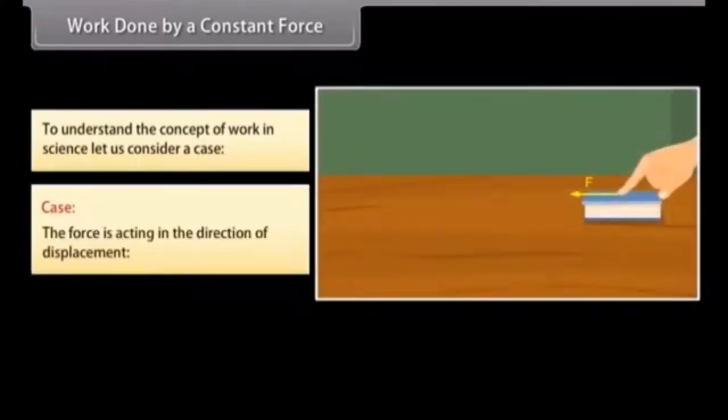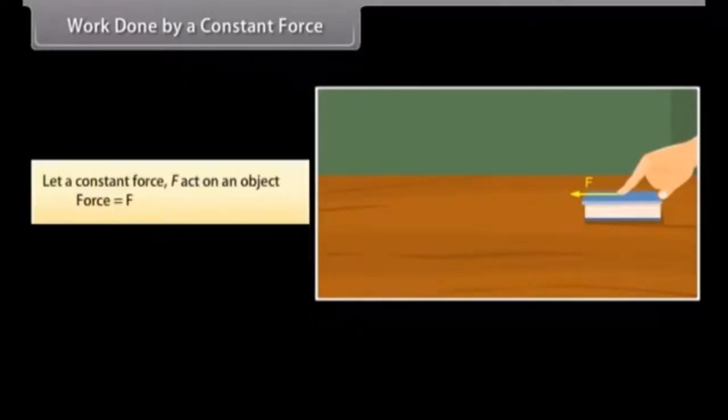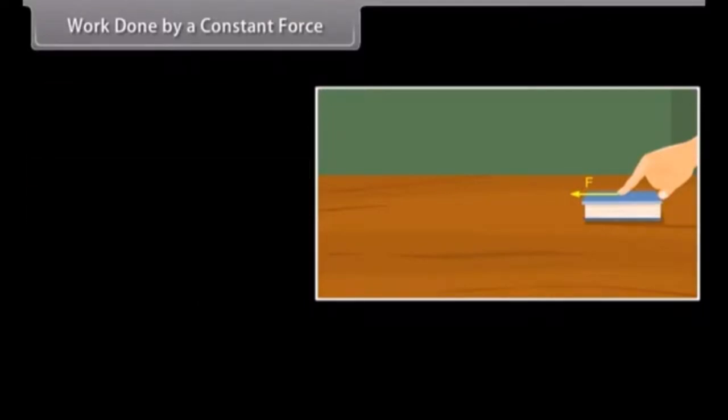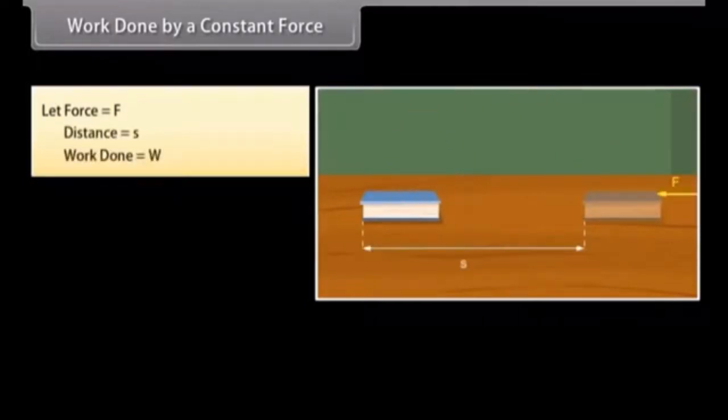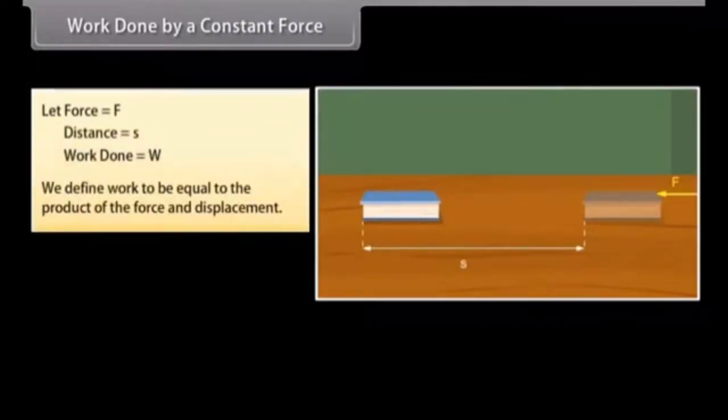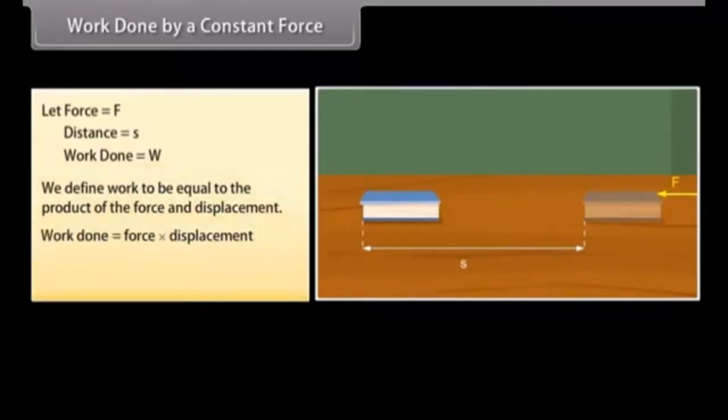Work done by a constant force. To understand the concept of work in science, let us consider a case. Case is, the force is acting in the direction of displacement. Let a constant force F act on an object. Let the object be displaced through a distance S in the direction of the force. Let W be the work done. We define work to be equal to the product of the force and displacement. Work done is equal to force into displacement, or W is equal to F into S.